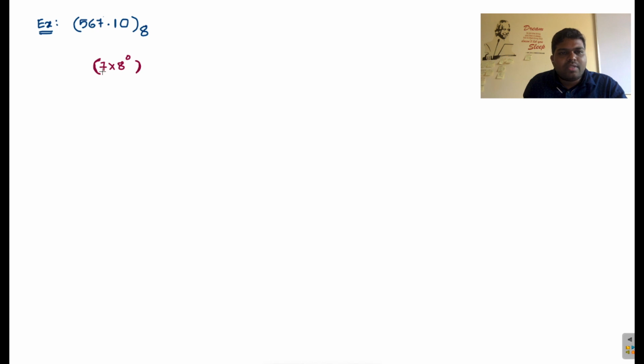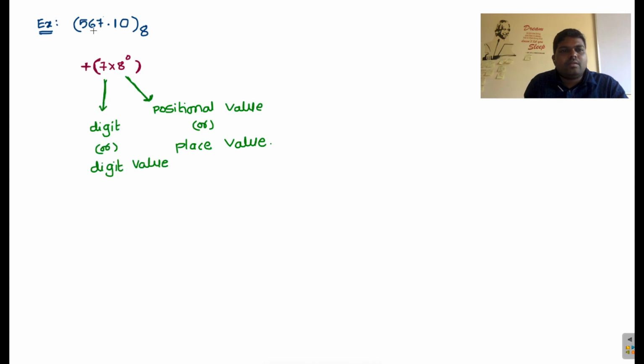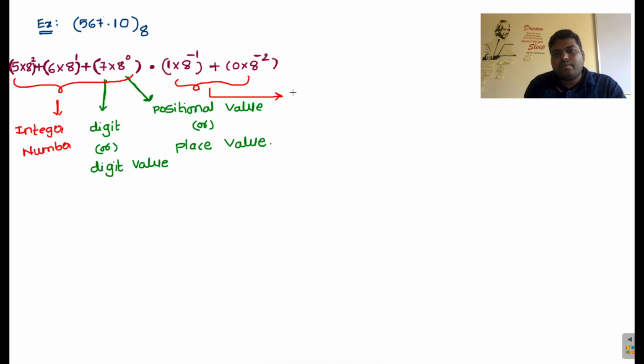The product of the digit and the place value gives a certain value. Here I am writing: this is the positional or place value, and this 7 is the digit or digit value. Second, 6 into 8 power 1, and next plus 5 into 8 power 2. This is the decimal point. Now the fractional portion: 1 into 8 power minus 1 plus 0 into 8 power minus 2. This is the complete integer number, and this is the complete fractional number.